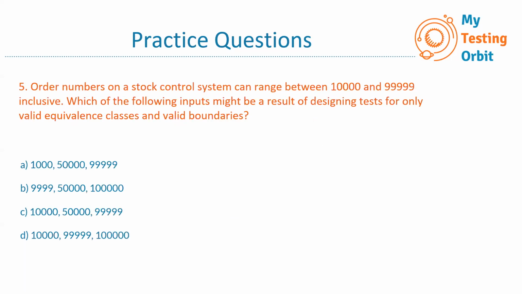And the last question for the day is this one. Order numbers on a stock control system can range between 10,000 and 99999 inclusive. Which of the following inputs might be a result of designing tests for only valid classes and valid boundaries? So try to attempt this one, and then we will go through the answer.